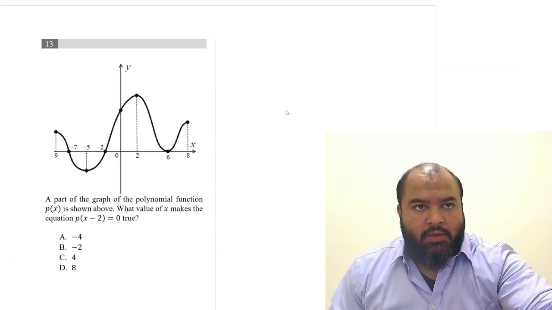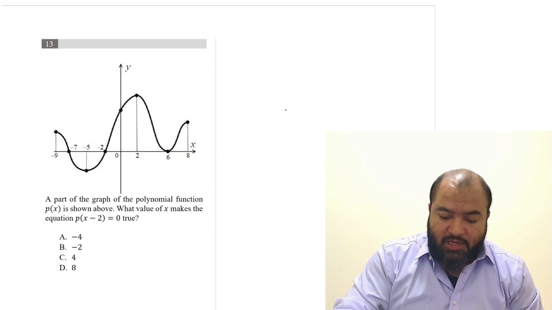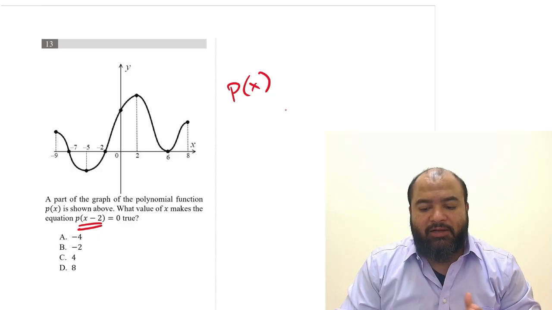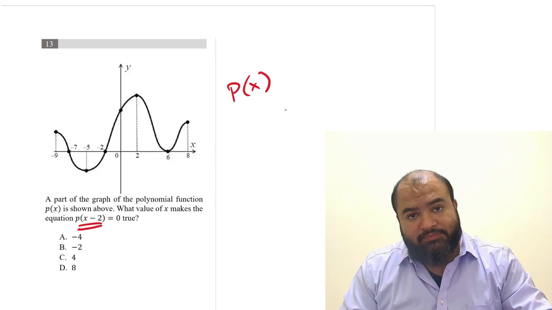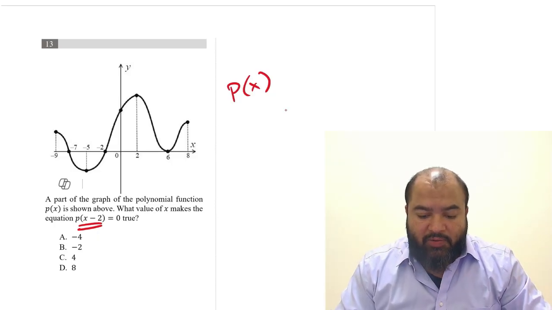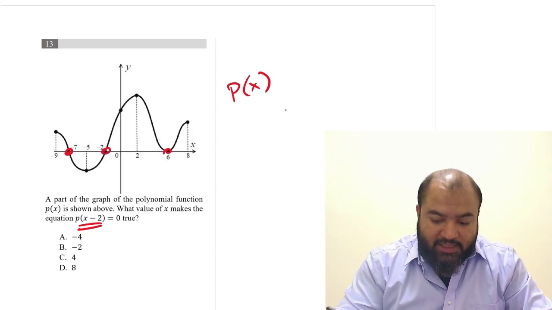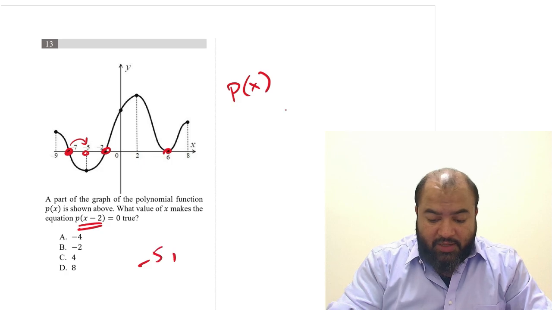So the answer is 0.36. Question 13. They gave you a graph of a polynomial function, which is p of x. And they talked about p of x minus 2. Remember we talked about translating the graph. So x minus 2 means they moved the graph 2 units to the right. So since they're moving it 2 units to the right, let's take a look. You see that negative 7, negative 2, and 6. These are the x-intercepts. So they're going to move 2 to the right. So it'll be negative 5, one of them. Negative 2 will move 2 to the right, it'll be 0. 6 moves to the right.